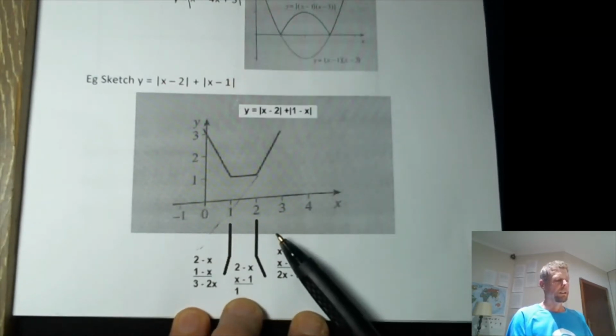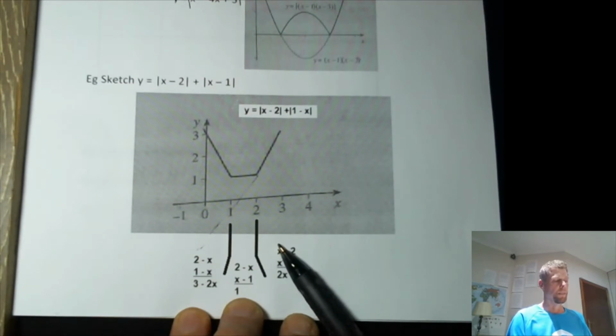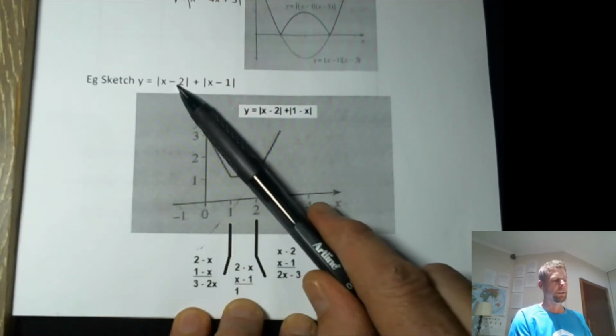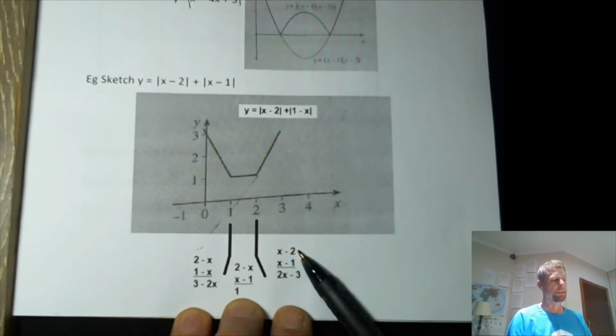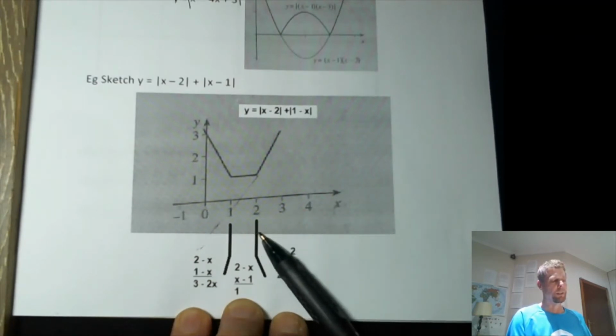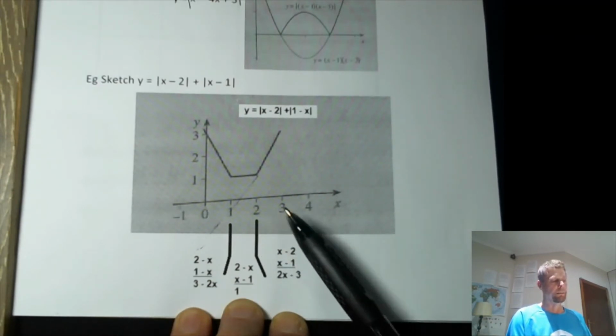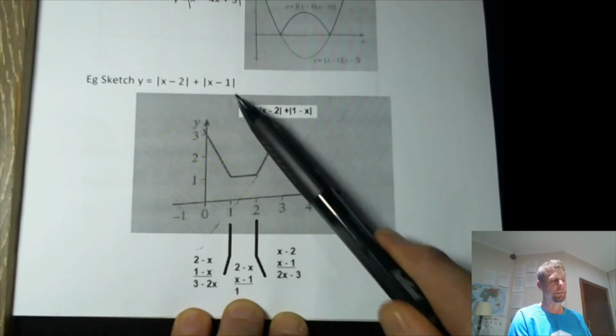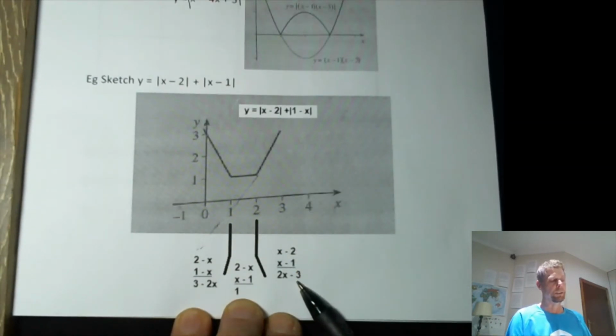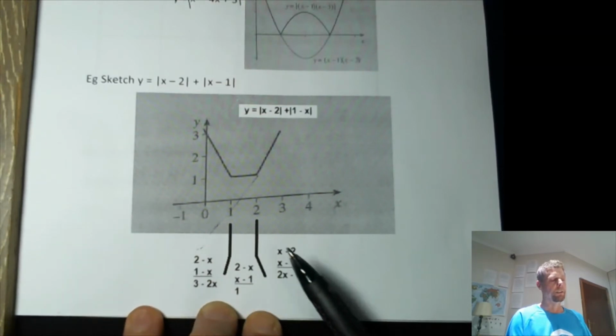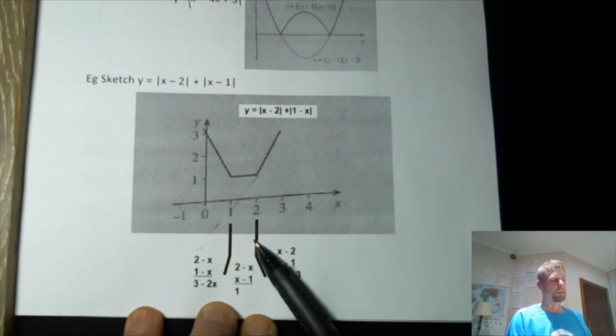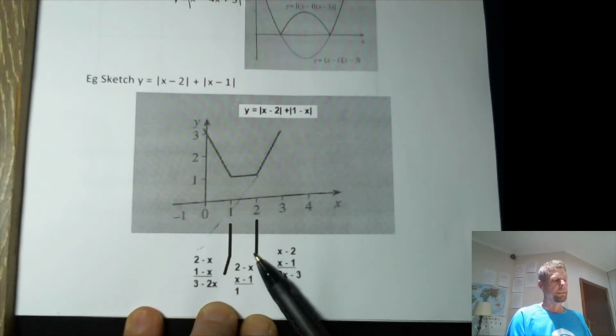So if we look for x above 2, the term x minus 2 is always going to be positive. So that portion will just revert to x minus 2. We can take the mod sign away because it's always positive. Similarly, the x minus 1 is also positive. So the function for x above 2 is going to be the sum of x minus 2 plus x minus 1. And it's pretty straightforward. It's 2x minus 3.